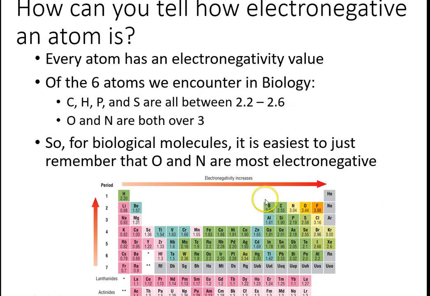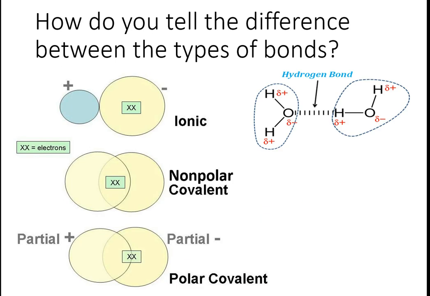So in terms of our biological molecules, it's much easier to remember that oxygen and nitrogen are the most electronegative, and all of those other atoms that we'll find in our molecules are going to be relatively equal, so they're not going to form those polar covalent bonds that we talked about. And so that takes us to the next question, which is, how do you tell the difference between the types of bonds? Remember, these bonds are all about what's happening to the electrons in the valence shell.